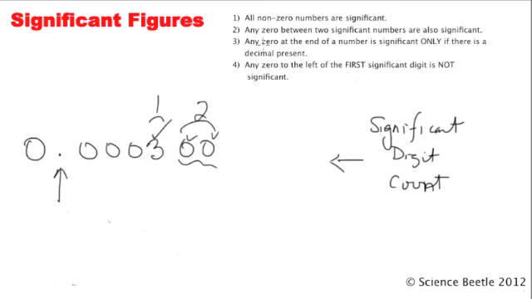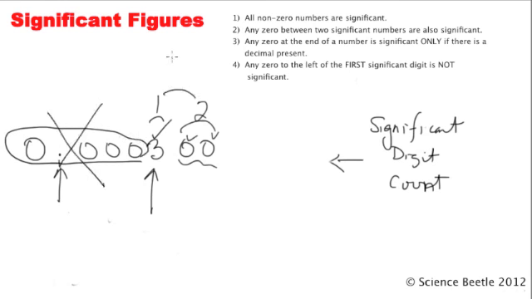Now let's go to the last rule here, number 4. Any 0 to the left of the first significant digit is not significant. So here is the first significant digit, the 3. That means that any 0 to the left, which includes all of these, is not significant. So the total count here is going to be 3. Okay, and we'll write that right there.